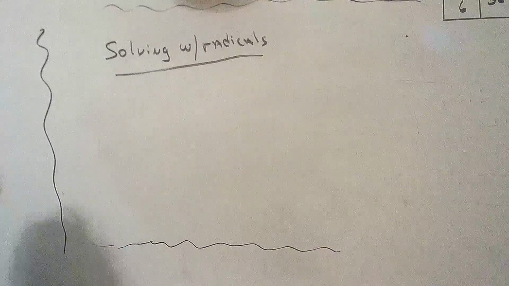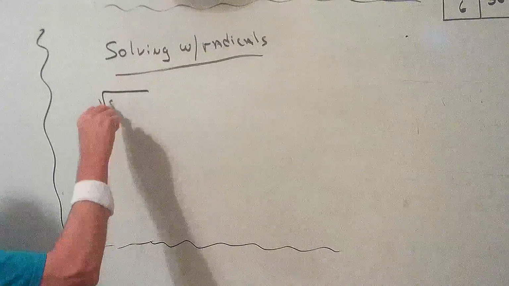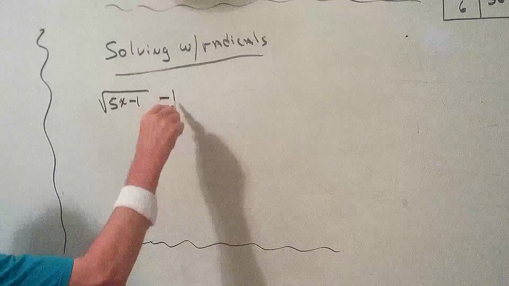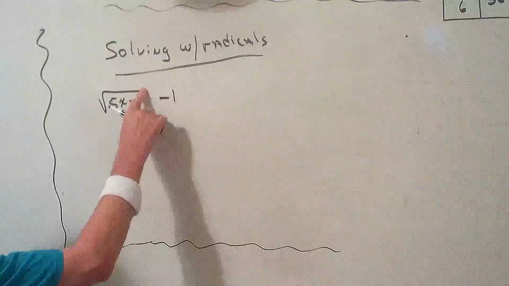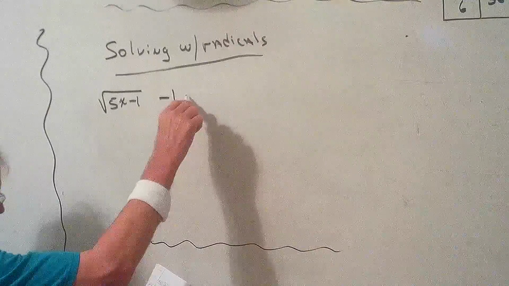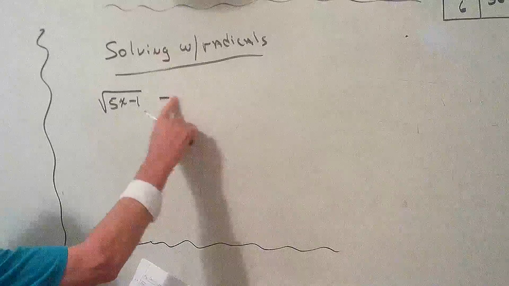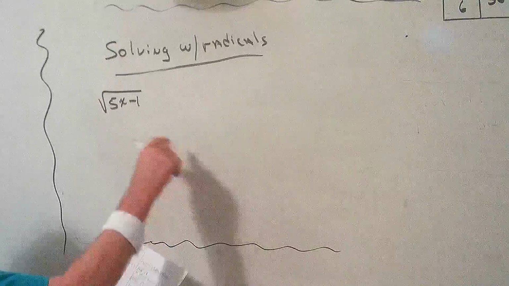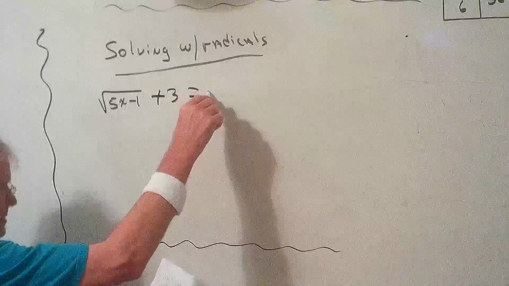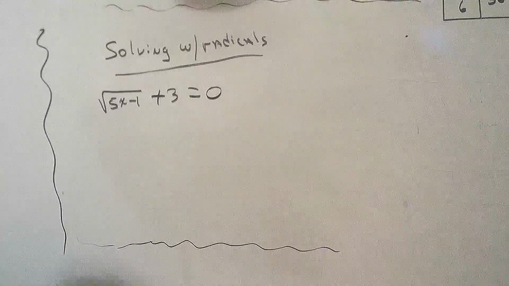So what if we have the square root of 5x minus 1, plus 3 equals 0? The plus 3 is outside of the radical, outside of the square root symbol. I'm sorry, I made a mistake writing it.